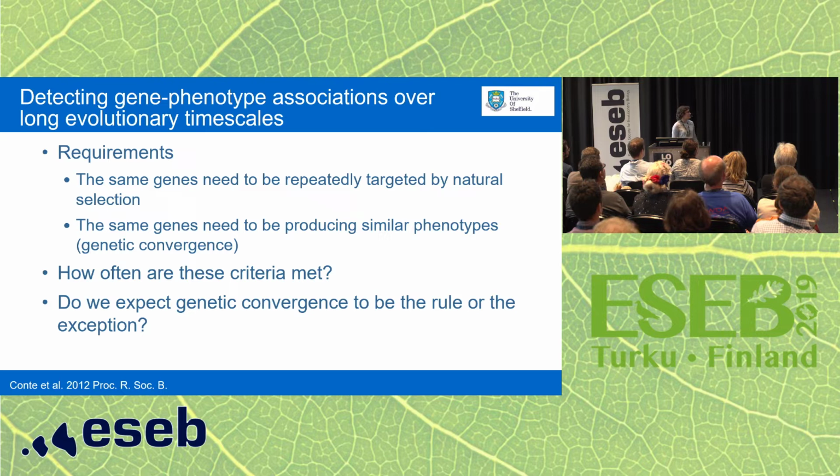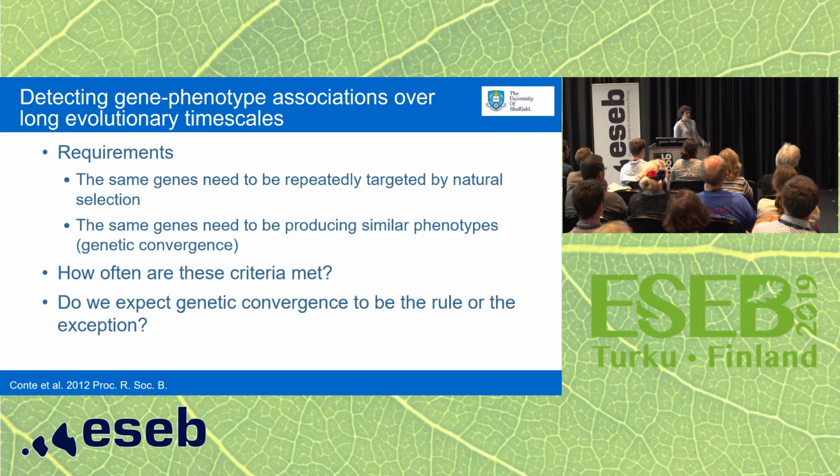So how often are these criteria met, and do we expect genetic convergence to be the rule or the exception? There have been quite a few people that have written reviews about this and tried to answer this question, including this quite nice meta-analysis. But I think essentially the conclusion was that we still don't really have a good idea of the answer. And in particular, some of the ways that we identify these genes that are evolving in response to natural selection could be biasing us to repeatedly finding the same genes.